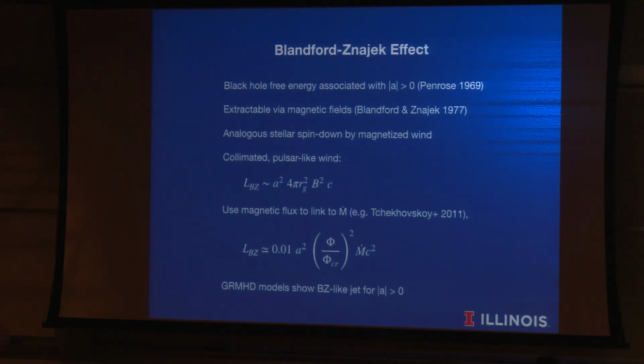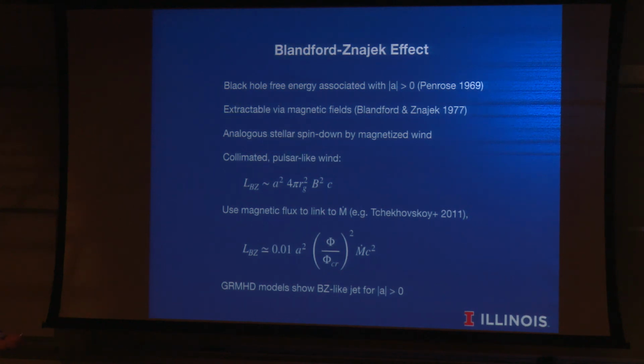When we run these models, we see outflows along the poles. And the outflows are due to magnetic field lines that come down from large distance and then go through the event horizon of a rotating black hole. And the field lines are dragged by the black hole as it rotates. And this is known as the Blandford-Znajek effect.